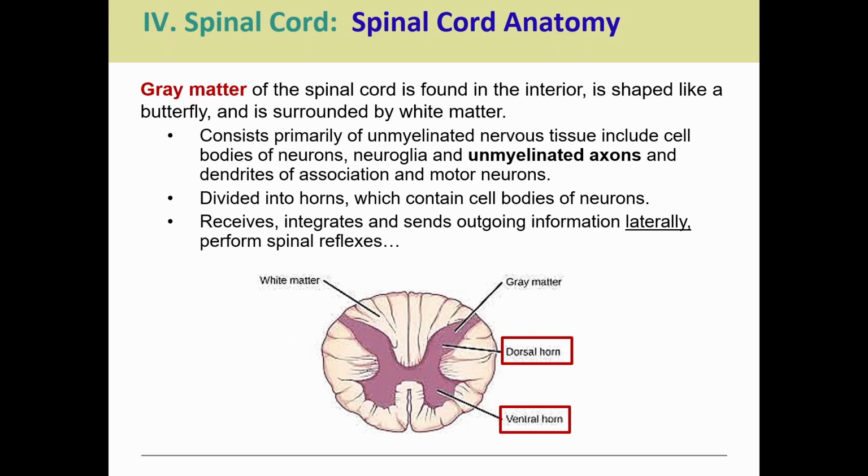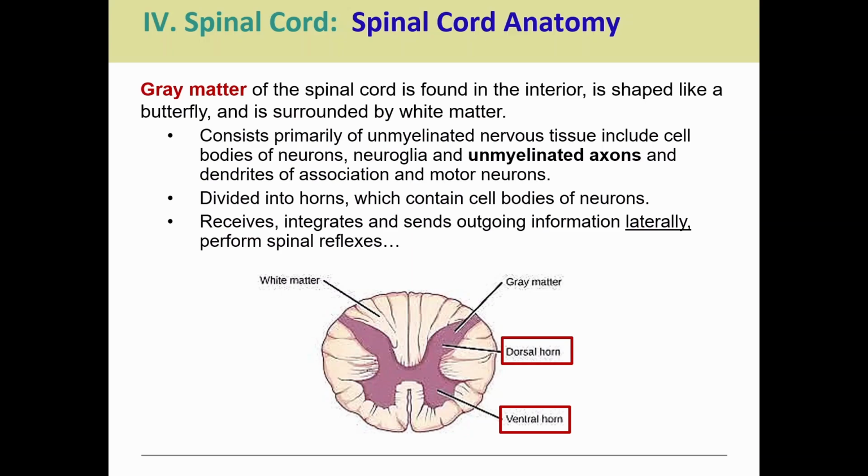So the gray matter, again, is where we have cell bodies, neuroglia, dendrites, and unmyelinated axons. This is for processing, and the white matter is where we find the myelinated axons for transmission speed.